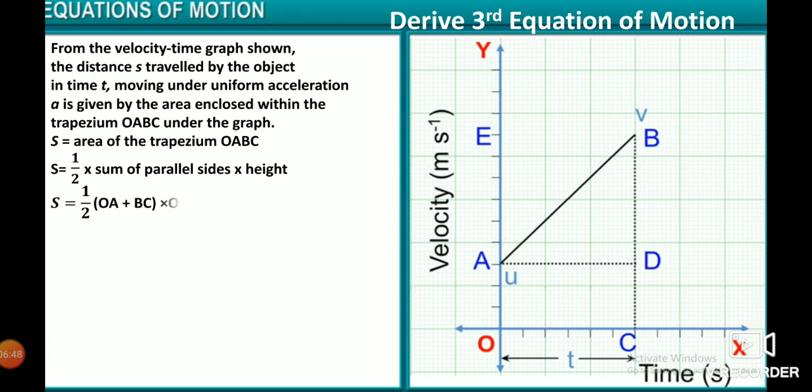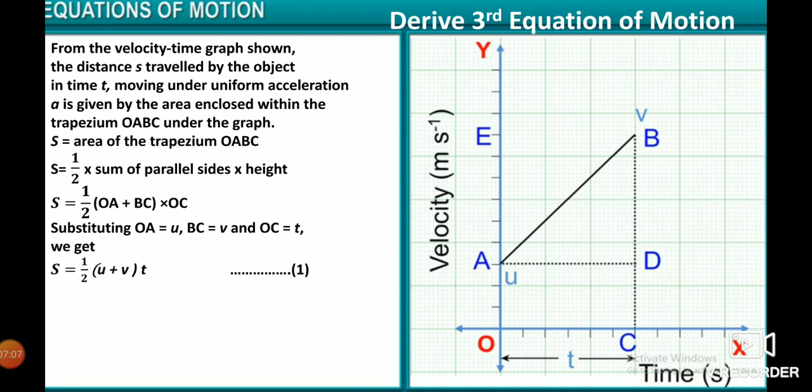Let us substitute the values. You will get half the sum of parallel sides, that is OA plus BC, and height, that is OC. Now you know what you have to substitute. Substitute OA equals U, BC equals V, OC equals T. After substituting the values, we get S equals half V plus U into T.